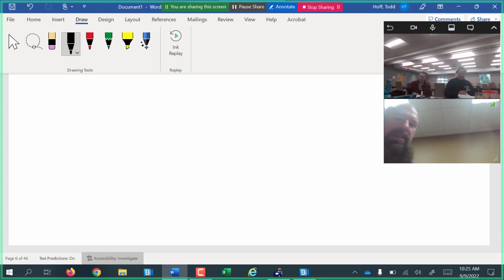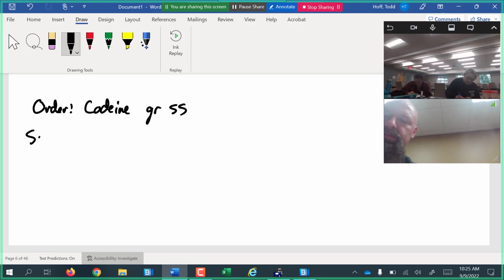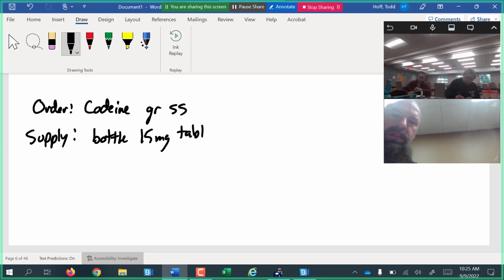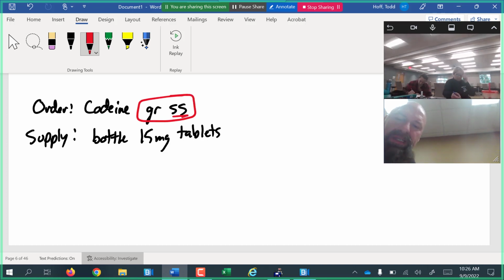I'm going to do an order of codeine gr ss, and our supply is a bottle containing 15 milligram tablets. So we start out with the doctor's order again, gr ss. Well, ss means 1/2. That is 1/2 of a grain. We'll put it over 1 to make it a fraction.